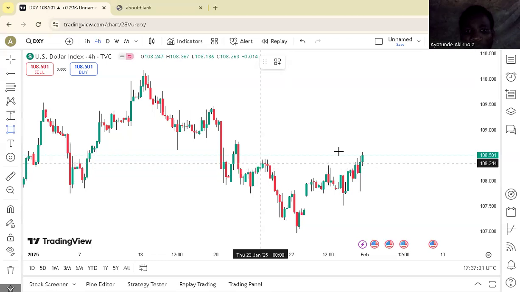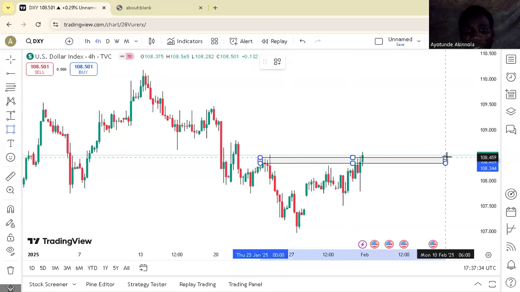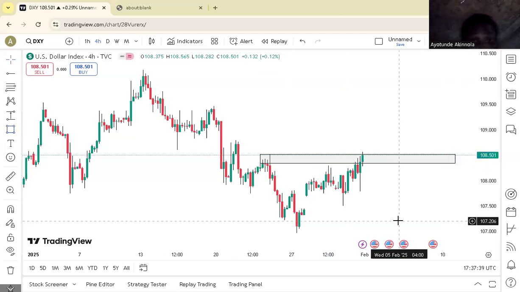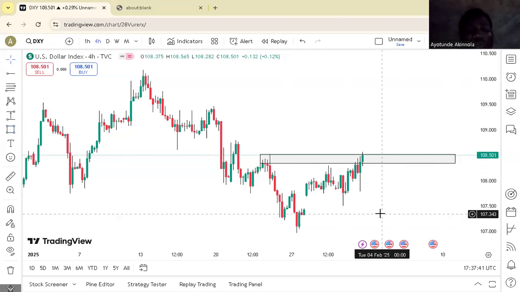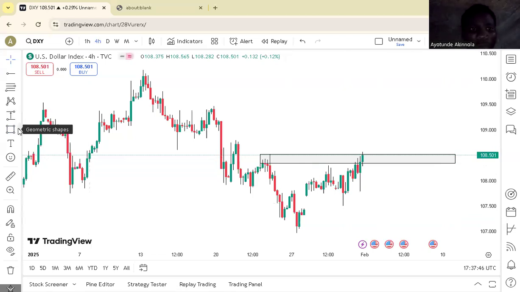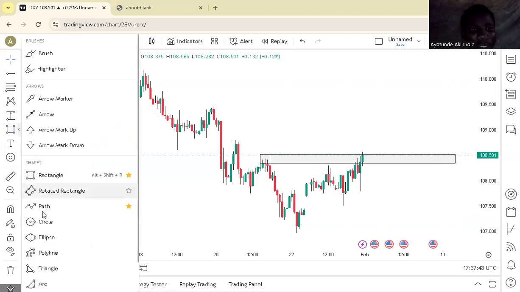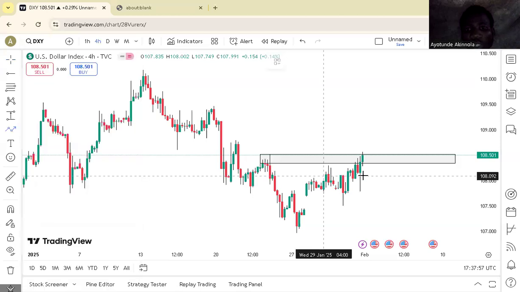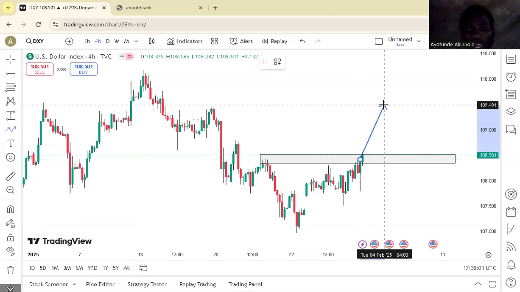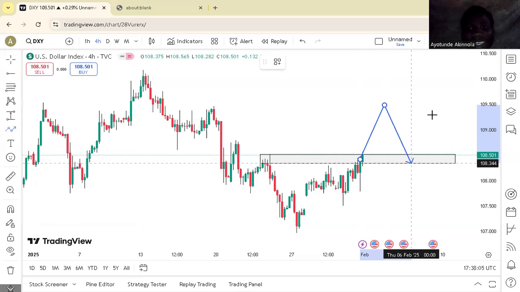Then I will check GU, because I use the dollar index to know what GU is doing. Last week I didn't take any trade on GU because I didn't understand what it was doing, so I will allow GU to do whatever it wants to do. Now, two things can happen from here. Price can move this way, continue moving up, get here, react or break it, then react here, then push back up.